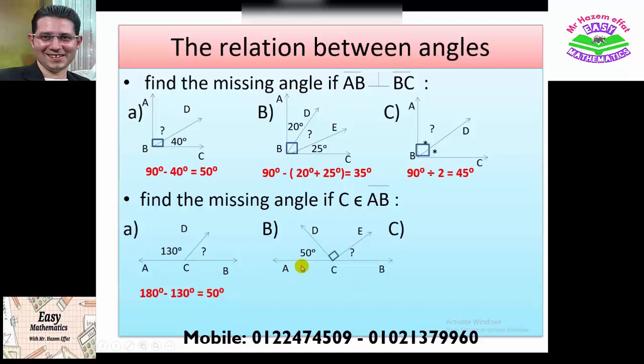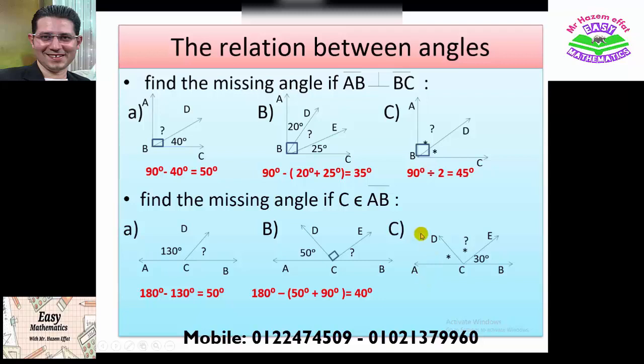In the shape letter B, he gave me also C belongs to AB, that means ACB will be a straight angle, and he gave me the measure of angle ACD equals 50, and the measure of angle DCE will be right. How to know? By using this sign, which means this is a right angle. And he asked me to find the measure of angle ECB. Yes, by subtracting their sum from 180, it will be 40 degrees. 180 minus, open brackets, 50 plus 90, it will be 40 degrees.